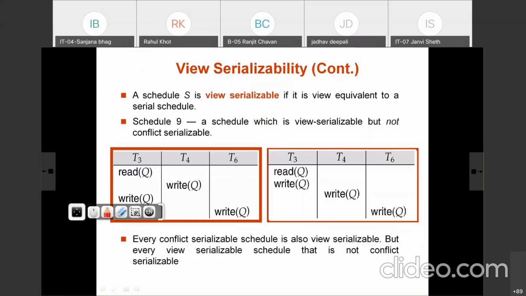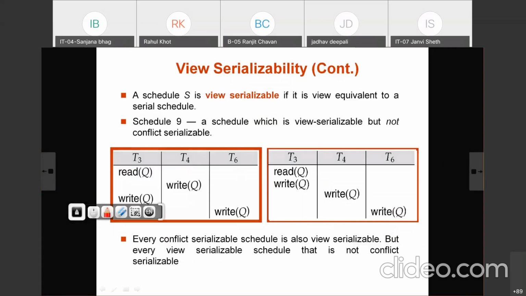Yes, it is view serializable. Why? Because here T3 performs the initial read Q, and here also T3 performs the initial read Q. Here T6 performs the final write Q, and here also T6 performs the final write Q. And that's why these two schedules are view serializable.